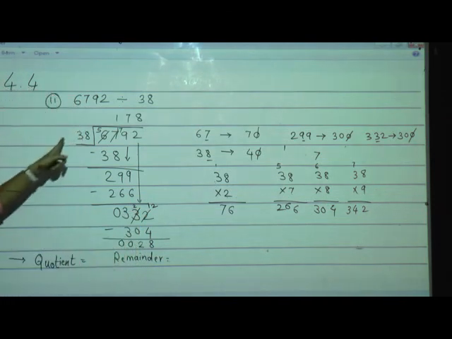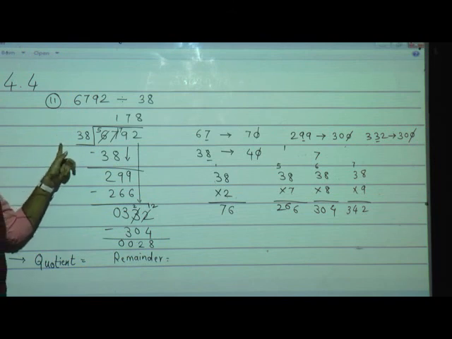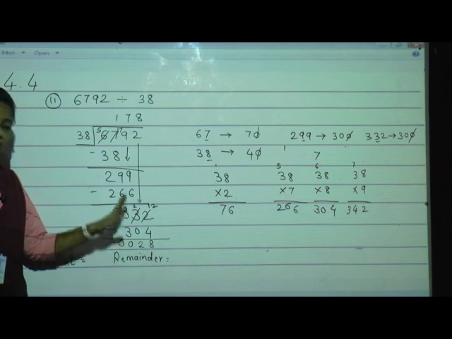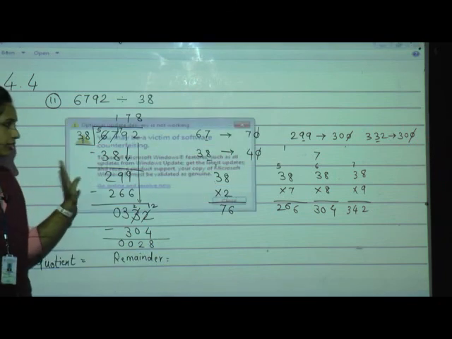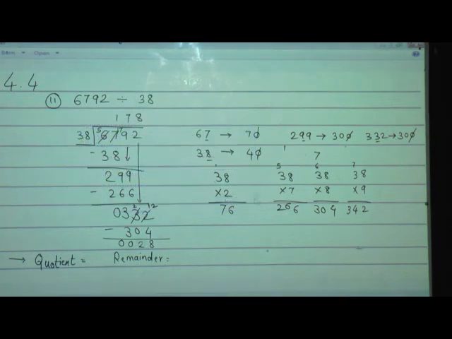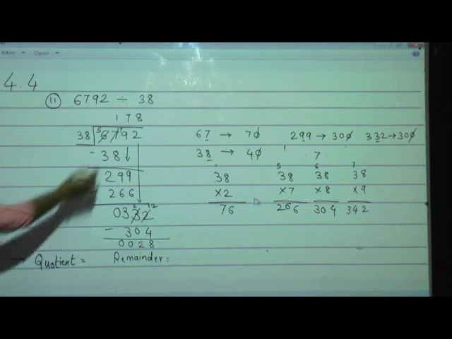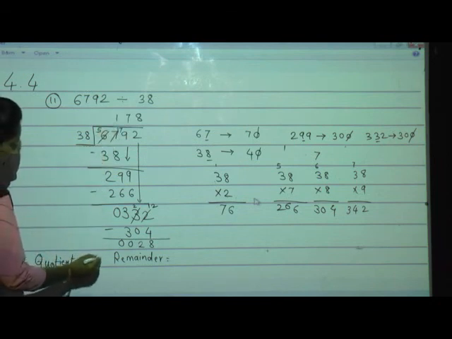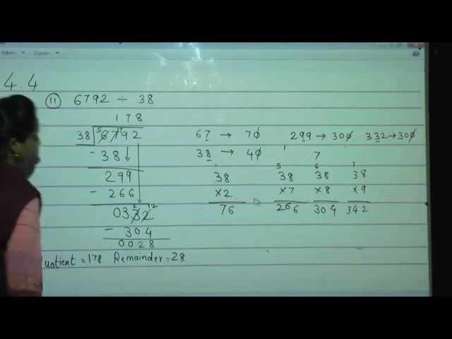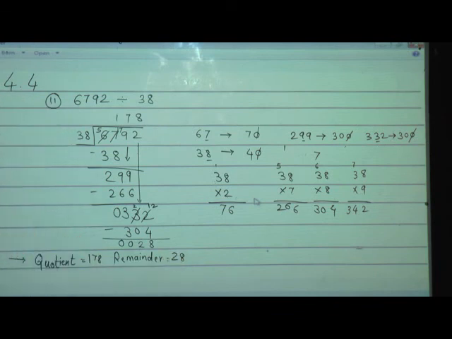Now 28 and 38, see which is greater? The divisor is greater. So when the divisor is greater, we can't subtract. Okay, so here we have to finish this question. We have done this question, isn't it? Now tell me, what is the quotient? 178, and what is the remainder? It is 28. Got it? Clear? Understood?